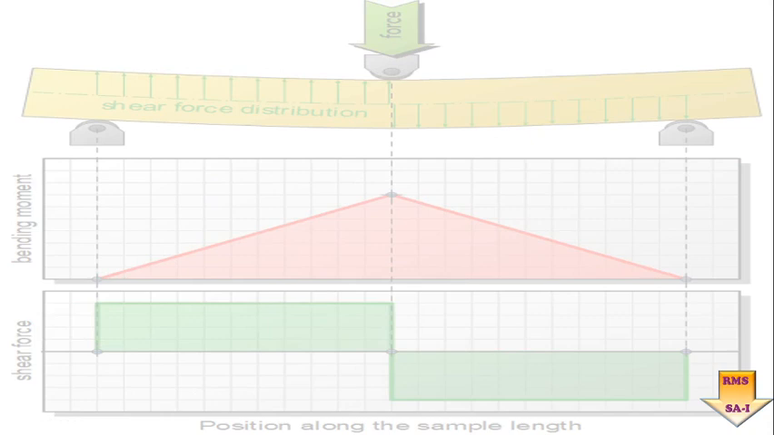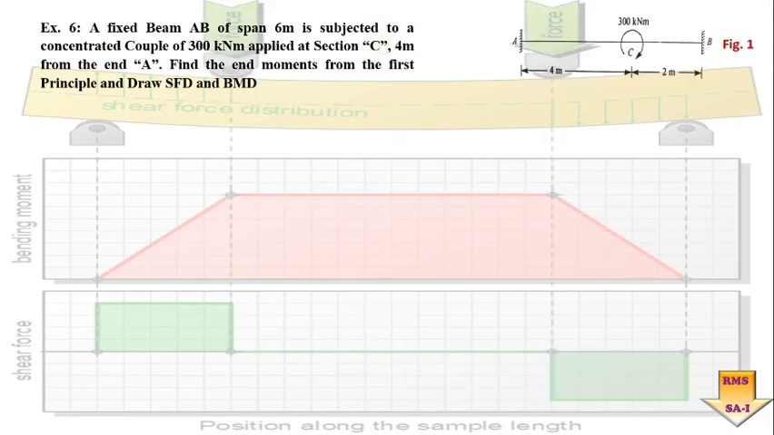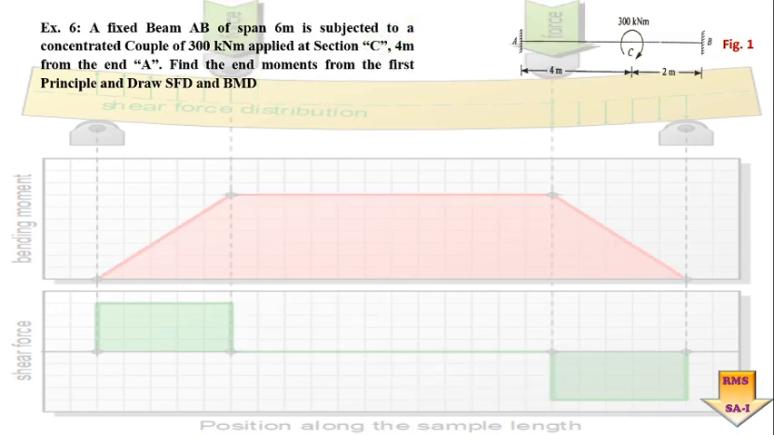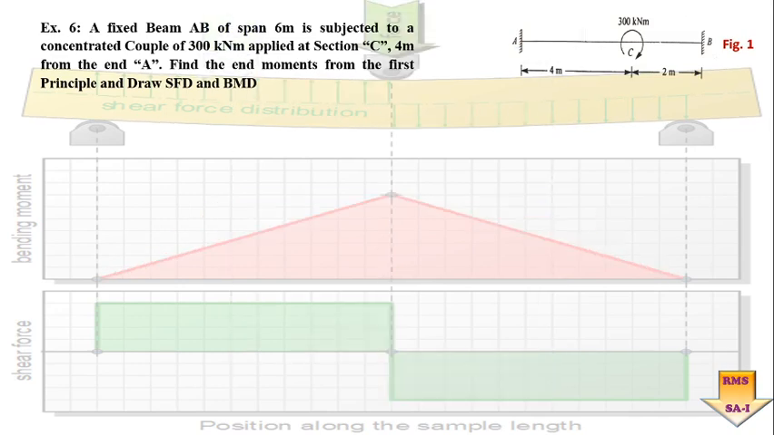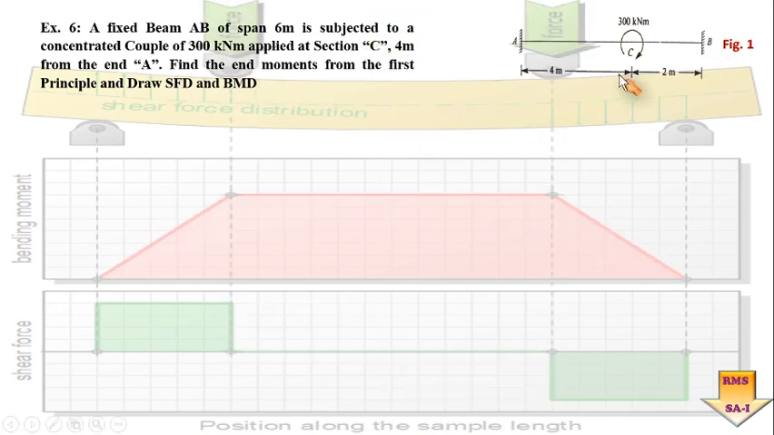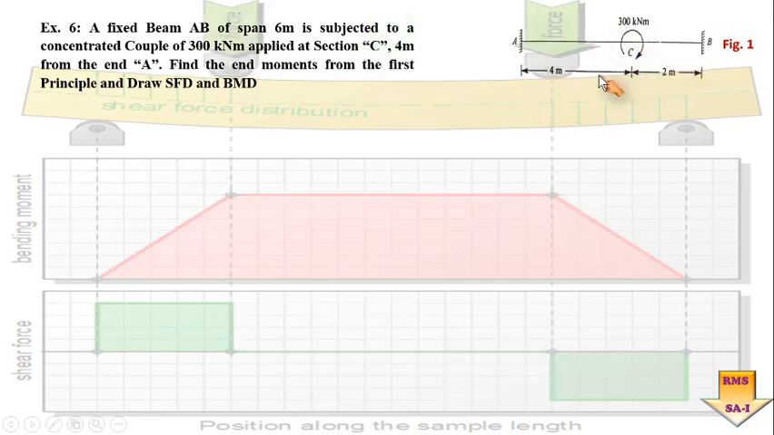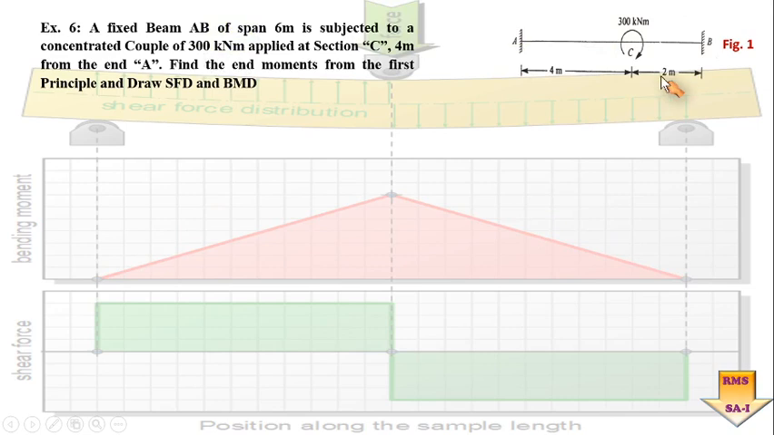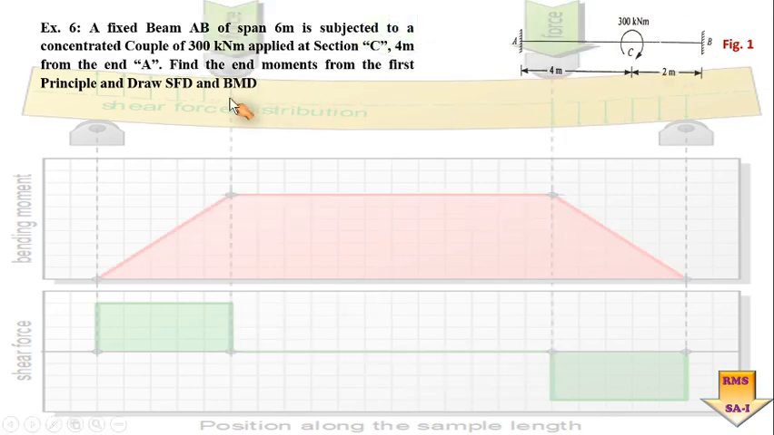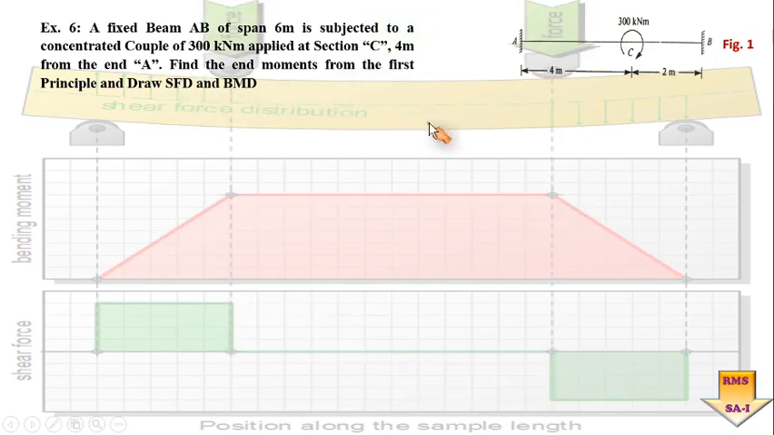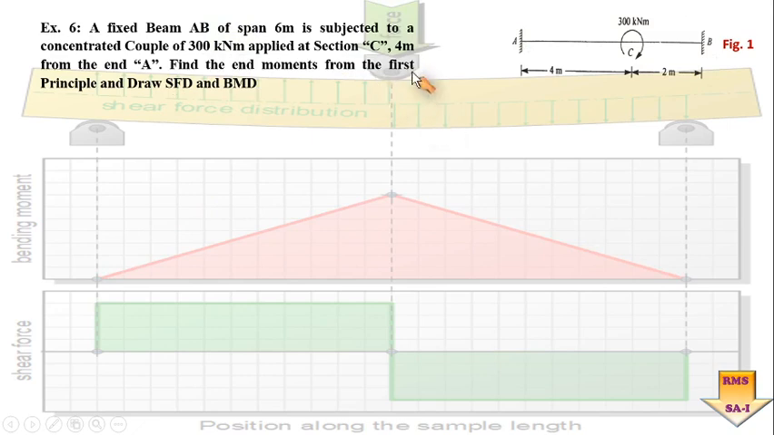Moving ahead, we can see that there is another beam which is imposed with a couple placed eccentric with that particular supports A and B. From point A it is at a distance of 4 meter, and from point B it is at a distance of 2 meter. This couple is acting in the clockwise direction, and the total span of the beam is given equal to 6 meter. Here we are required to find out the shear force diagram and the bending moment diagram from the first principle.